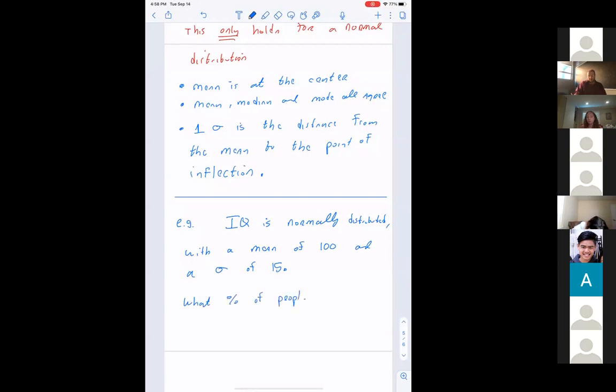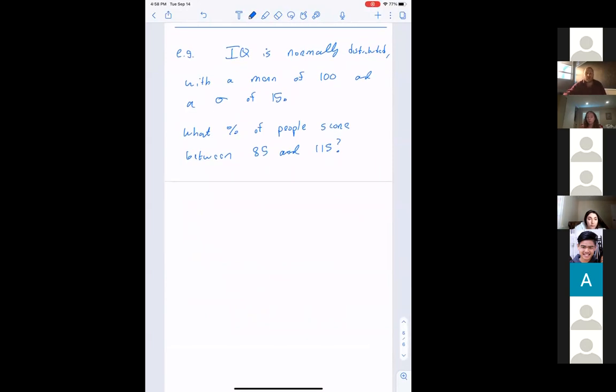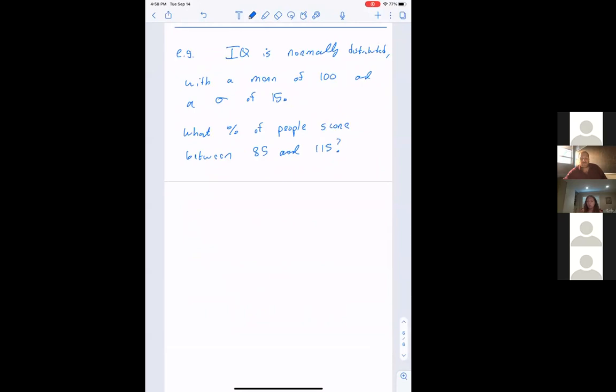of people score between 85 and 115? What percent of people score between 85 and 115? So the answer is 68%.